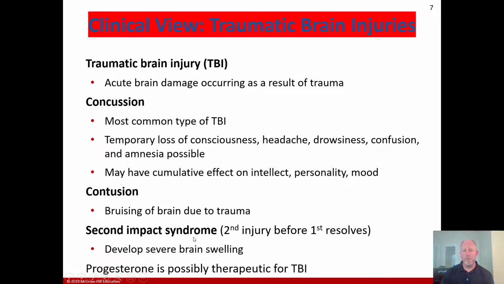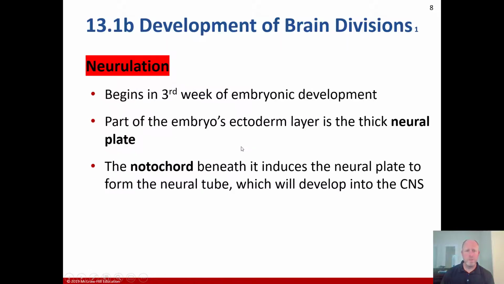Contusion in general through the body is the same thing, just anywhere, but specifically a brain contusion here. Second impact syndrome is a second injury before the first resolves, which develops severe brain swelling. You've already got damage and you have another impact. Not a good thing, right? Progesterone is possibly therapeutic for traumatic brain injuries.